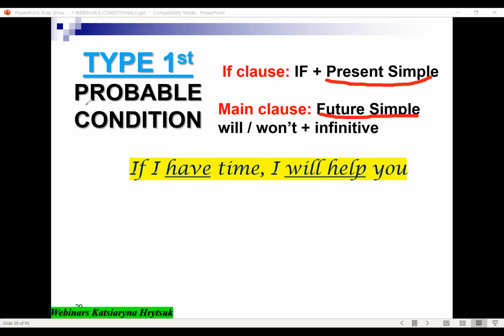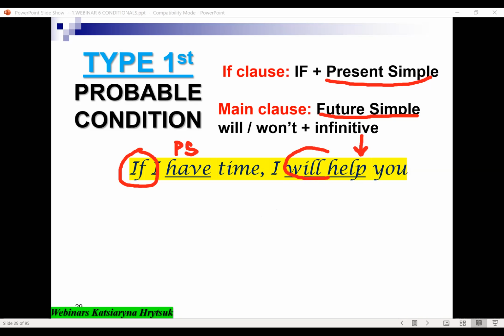Okay, probability. If I have time, I will help you. After if we use present simple, main clause, future simple will, and infinitive, the verb. Infinitive is without to. You can say, I will help you if I have time. It's also correct. Okay.